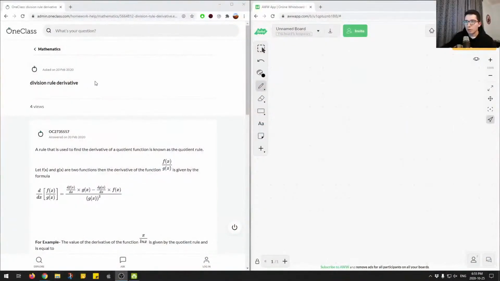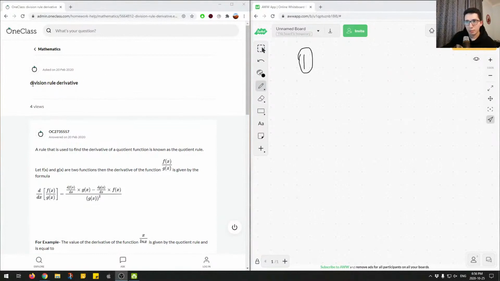So this is the first question. Question number 1. What I'm going to do here is go through what the junior tutor proposed as a solution, and then we're going to verify that solution by going through step by step on how to do it. So here the question is asking about the division rule for derivatives.